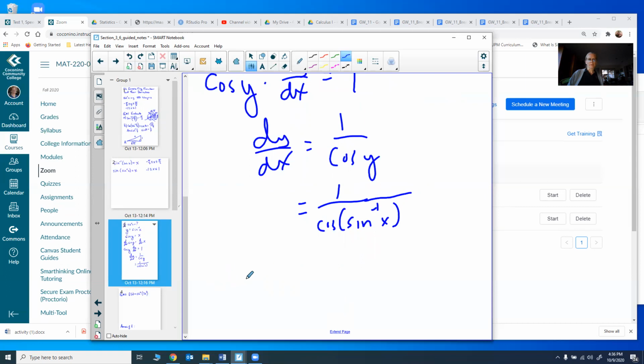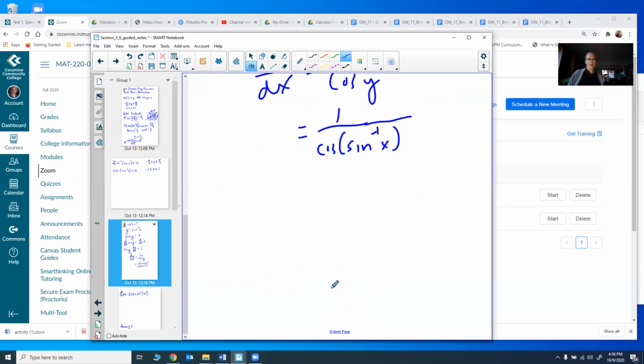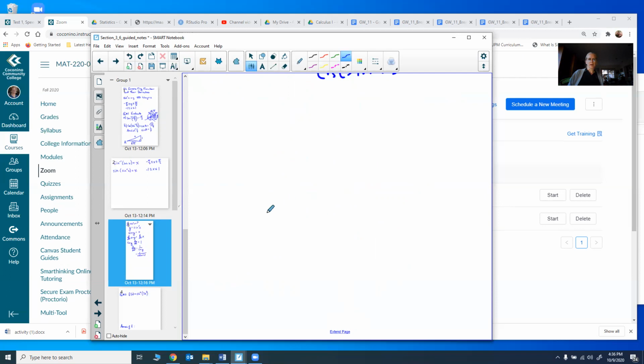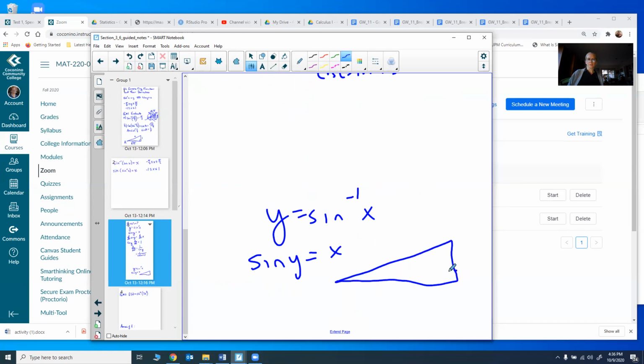Trying to figure out where to write this. I'll extend the page. There we go. We'll come back up to that. Y equals the inverse sine of x. So that means the sine of y equals x in a right triangle. If this is my side y, this is my angle y, then I have x just by itself. So again, sine is opposite over hypotenuse. So it's x over, we can call the hypotenuse 1 because x isn't over anything. So we can assume it's 1.